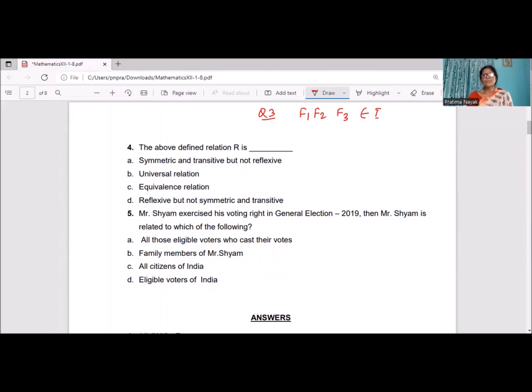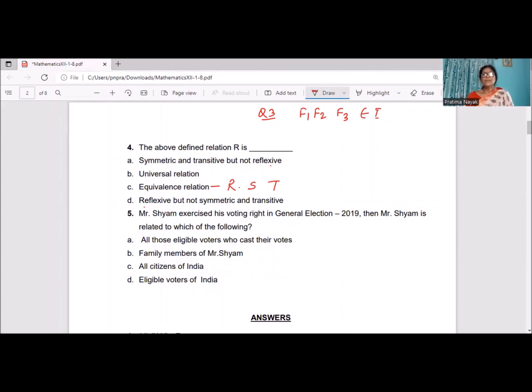Now if you see, for reflexive relation, let us look at the options: symmetric and transitive but not reflexive, universal relation, equivalence relation, reflexive but not symmetric and transitive. Equivalence relation means it is reflexive, symmetric as well as transitive.